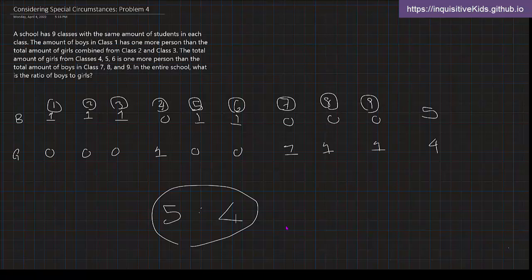Especially when you see that it's always one more person or one person less. So the difference is always 1, so you would just have ones and zeros. That would make everything much less complicated.